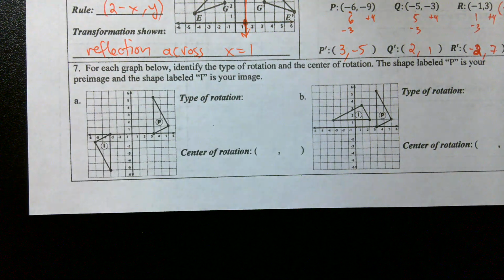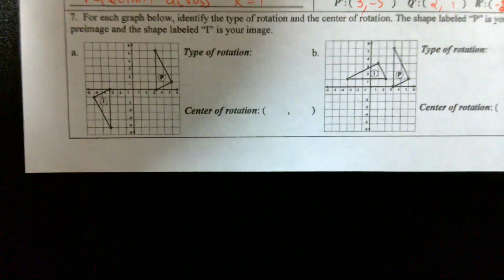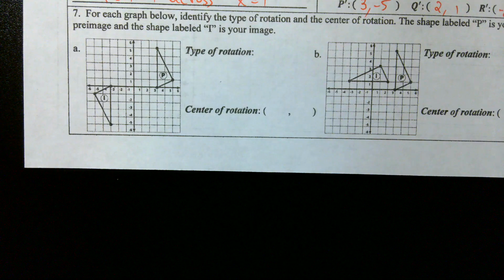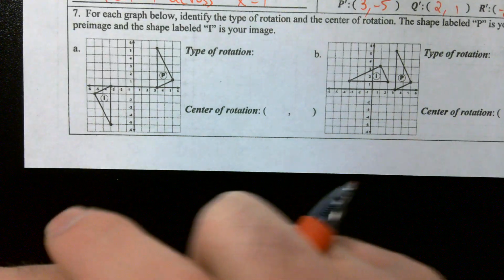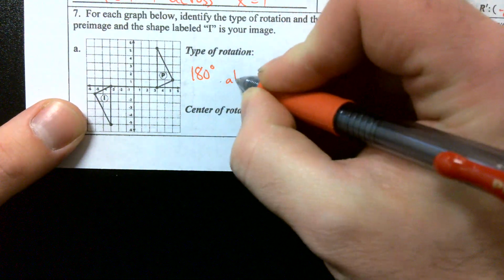Number 7, for each graph identify the type of rotation and the center of rotation. The shape labeled P is your pre-image, obviously, and I is your image. Okay? 7a, what type of rotation does that look like? And by type of rotation, we mean the degrees of that rotation, right? Coley, what does it look like? 180. About.